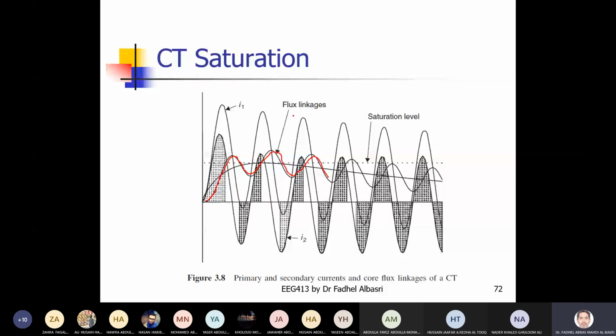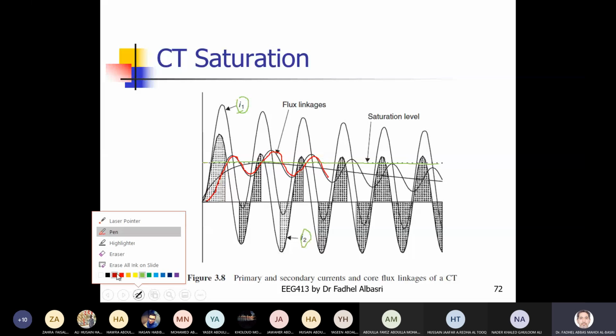Now this is the flux linkage. Now let's assume this is the saturation level. If the flux exceeds the saturation level, the CT will saturate. I1 now represents the primary current, the current without saturation. Now if you refer to the secondary side, this current with the DC, as you can see, is not symmetrical. And I2 represents your secondary current.